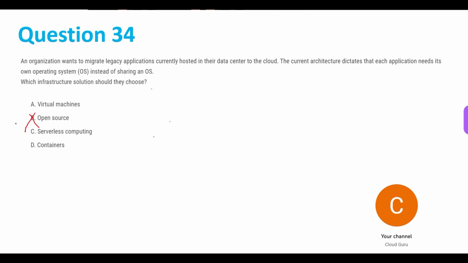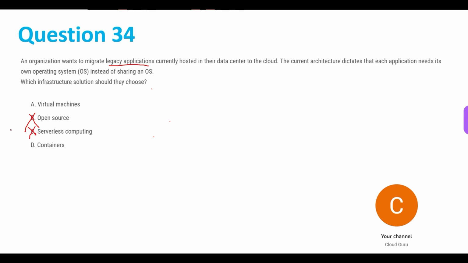Now C is serverless computing. Serverless computing can be used for smaller applications which don't have large amounts of data. Now, we see the question requires legacy applications, which are more professional applications, so they need a server. Serverless computing won't go with that. It's not compatible. That's why C is not the answer.